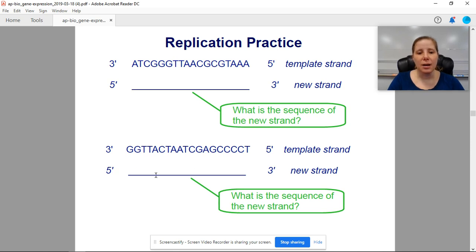Same thing going on down here. So let's go ahead and copy that one. C, C, A, T, G, A, T, T, A, G, C, T, C, G, G, G, G, A. All right? So make sure you can copy those. You do the opposites. Again, A always pairs with T and G always pairs with C, and we always add onto the 5', or I'm sorry, the 3' end.